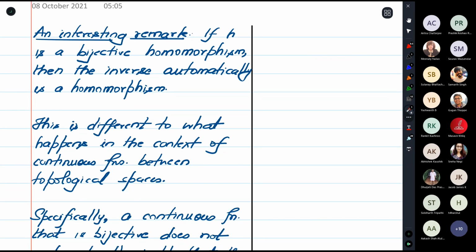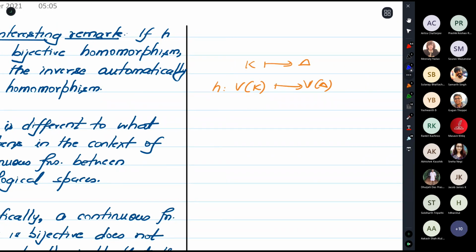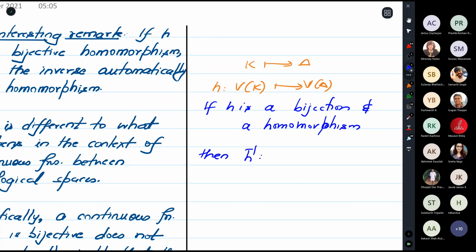However, in the context of a continuous function between topological spaces and also between functions from V of K to V of delta, like functions between vertices of two simplicial complexes, as Sutane pointed out, it is not necessarily true that if H is a bijection and a homomorphism, then the inverse, that is H inverse, which goes from V of delta to V of K, is also a homomorphism, right?